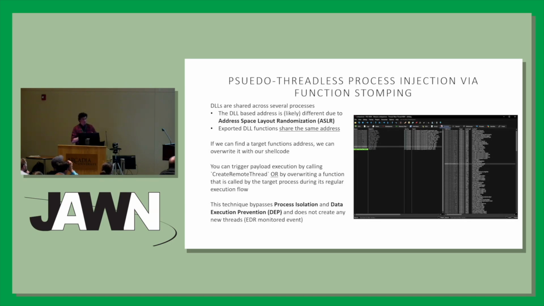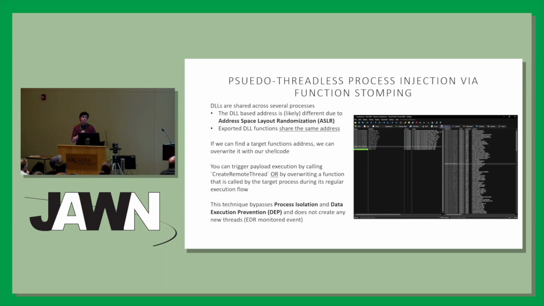But basically, it bypasses process isolation and data execution prevention, which is also another sort of exploit prevention mechanism employed by Windows. And it doesn't create any new threads because the function is being called by your target process, which means you get to have one less EDR monitor event where you're creating a thread to execute your payload. On the right here, I've got a picture of me looking at notepad.exe.